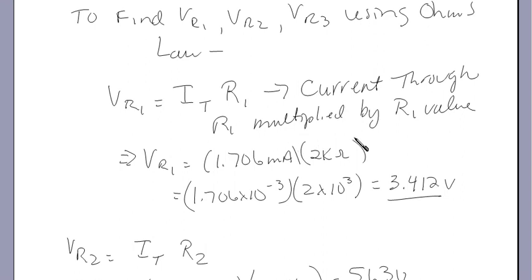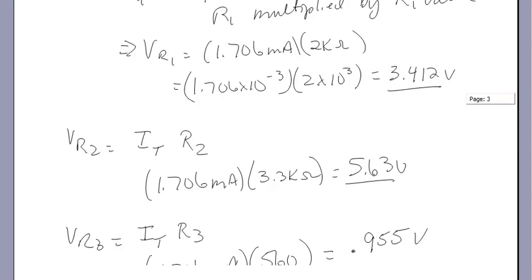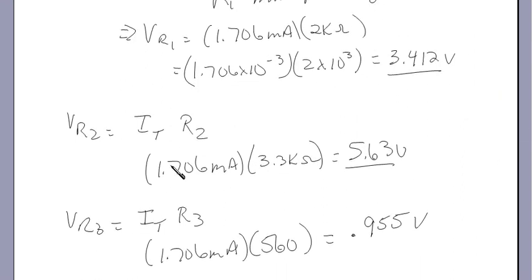Current through R1 multiplied by the resistor value R1 will give me VR1. So 1.706 milliamps times 2K. Again, I take the metric prefix and I have to convert it. Milli is times 10 to the minus 3, K is times 10 to the third. So that gives me 3.4 volts across resistor 1.